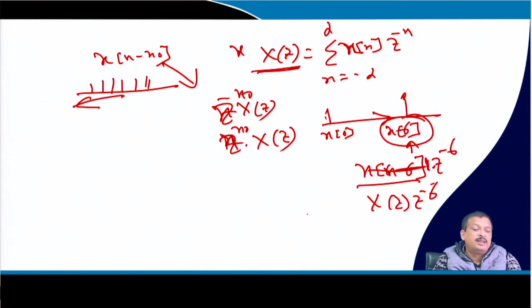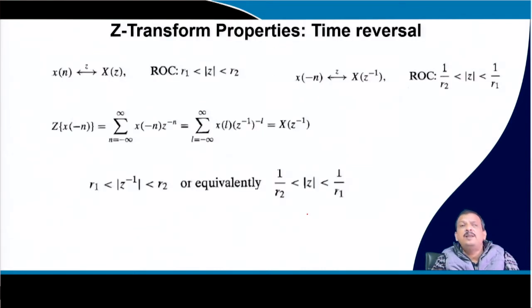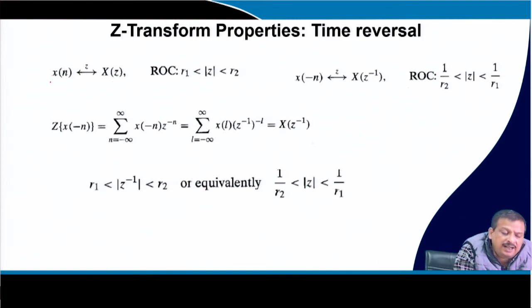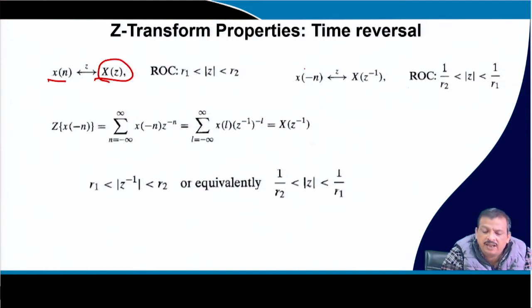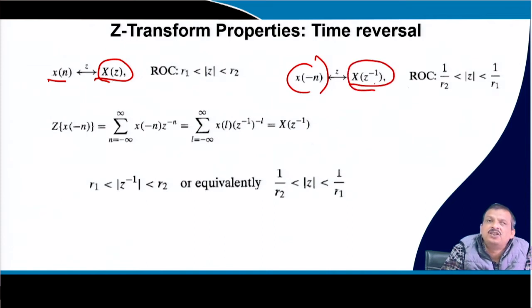Then time reversal. Time reversal means if the Z transform of x(n) is X(z), then the Z transform of x(minus n) will be X(z to the power minus 1).